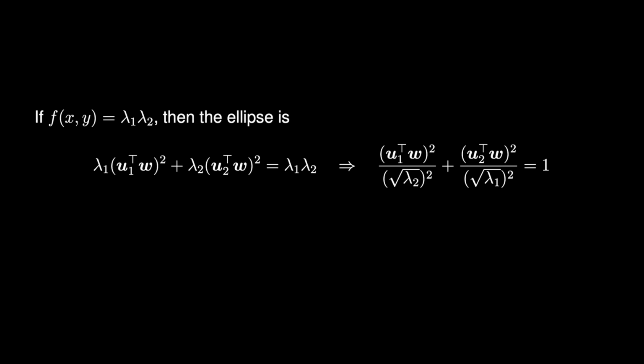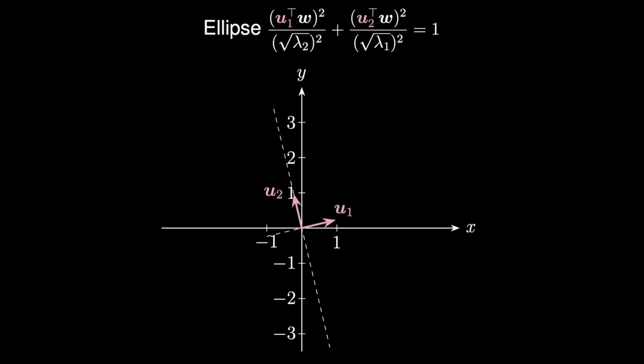Setting the function f equal to lambda 1 times lambda 2 gives a different ellipse. So the role of the eigenvalues has changed. The semi-axes become square root of lambda 2 and square root of lambda 1. This ellipse is larger but shares the same orientation defined by the eigenvectors. The geometry is fully determined by the matrix A. Here we see the axis length square root of lambda 2 along u1 and square root of lambda 1 along u2. The larger eigenvalue stretches a perpendicular direction.